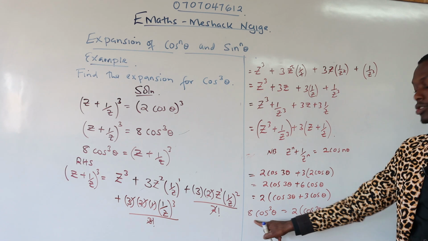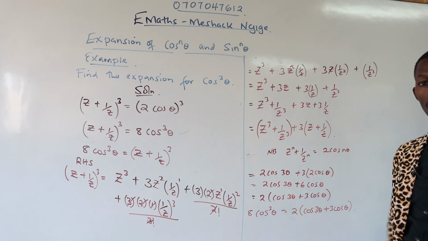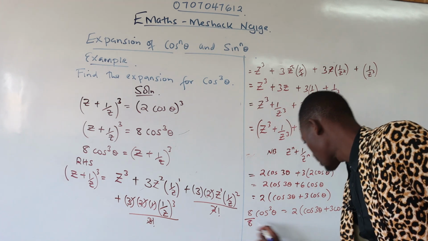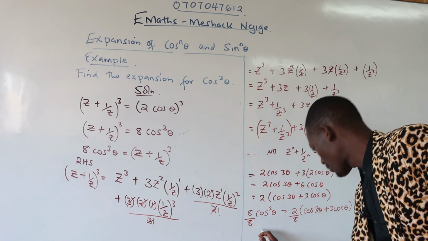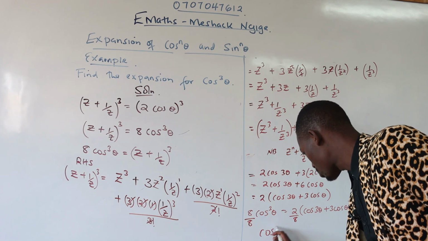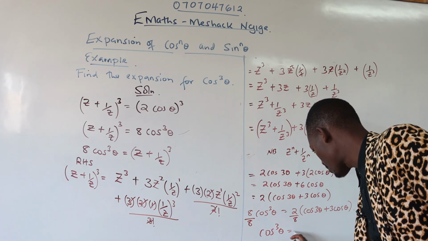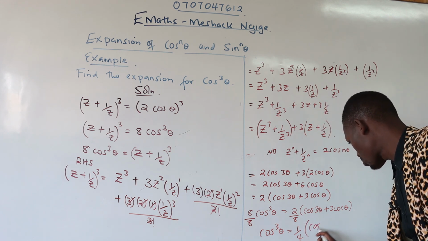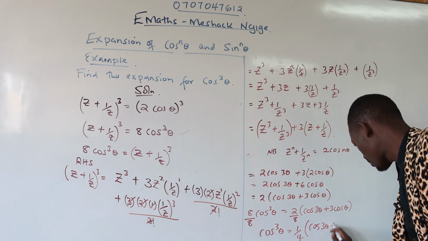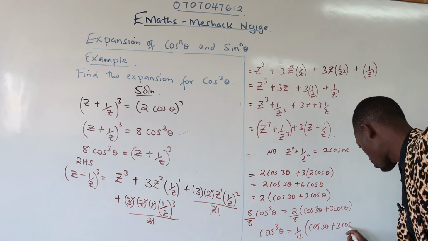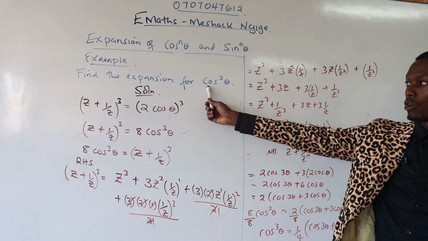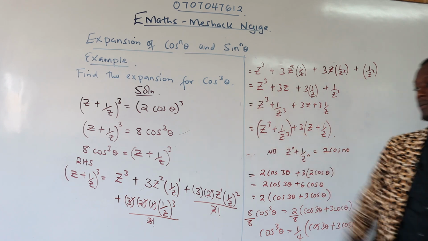For us to remain with cos cubed theta, we divide all through by 8. So dividing by 8 this side and dividing by 8 this side, we shall have cos cubed theta given by 1 over 4 into bracket cos of 3 theta plus 3 cos of theta. And that is the expansion for the function cos cubed theta. All right.